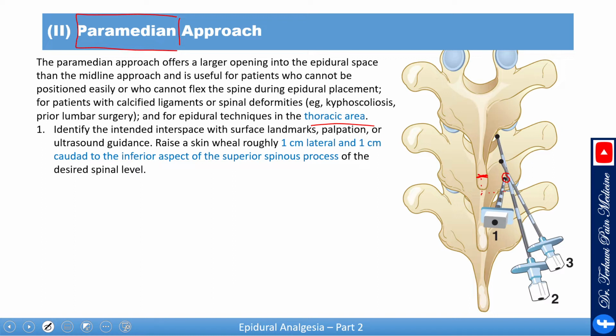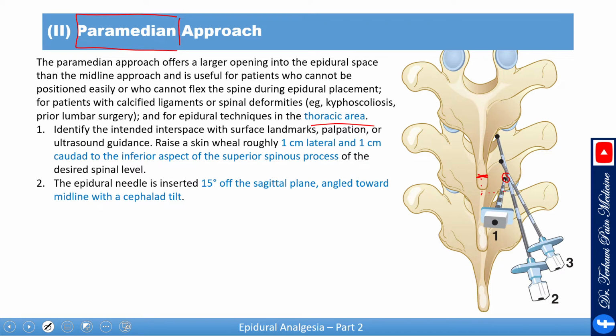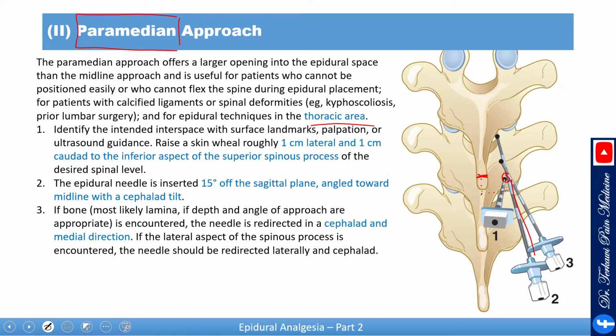raise a wheal here. And then the second step, the epidural needle is inserted, which is this way here, with 15 degrees off the sagittal plane, angled toward midline and with cephalad tilt. The third step, you advance that until you hit the lamina. So you hit the lamina here, then you redirect the needle, or you walk off the lamina, aiming more cephalad and more medial.